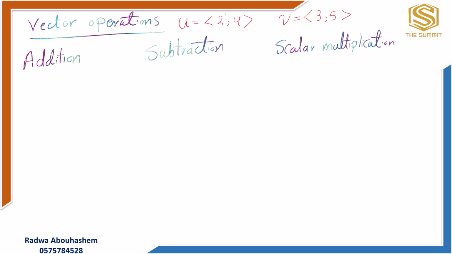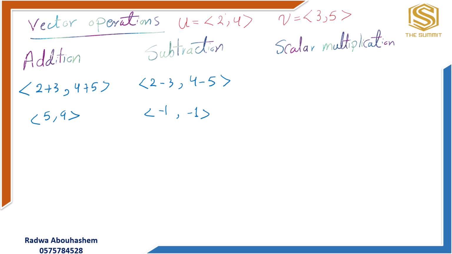Now let's go for a very simple operation in vectors. It's so easy. For example, here I have two vectors, u and v, and I need to add them. I'll just add the horizontal component with the horizontal component, and the vertical component with the vertical component. So here, 2 plus 3 and 4 plus 5, so it's (5, 9). For the subtraction, it's the same: 2 minus 3 and 4 minus 5. So 2 minus 3 is -1 and 4 minus 5 is -1 also.